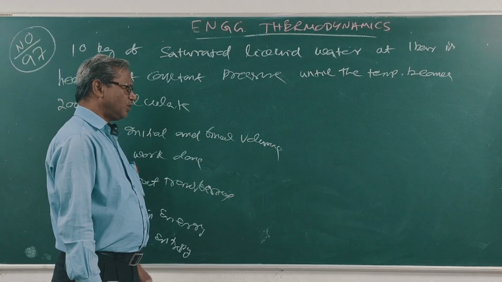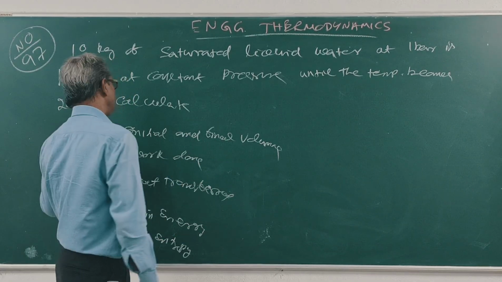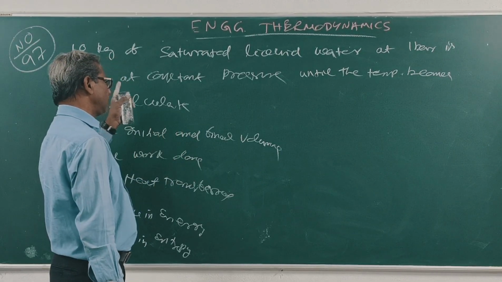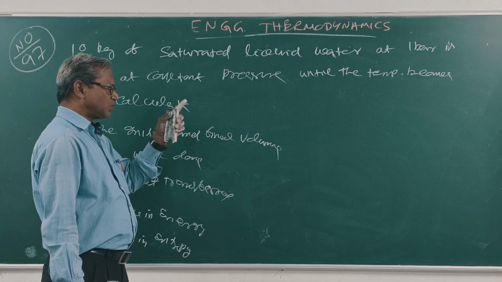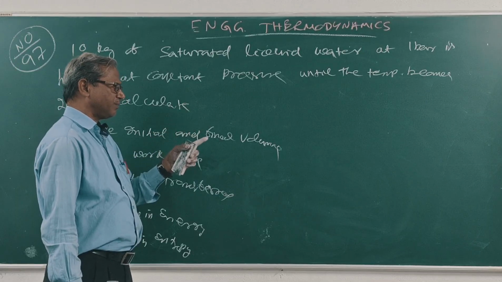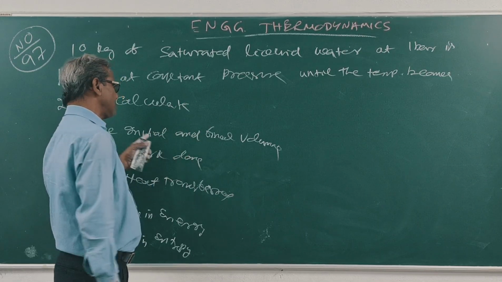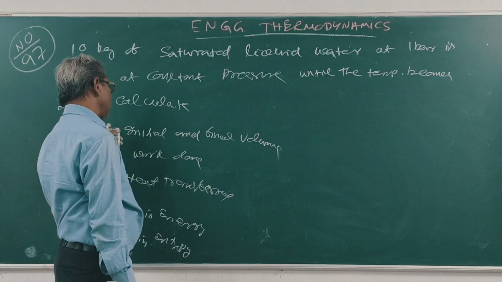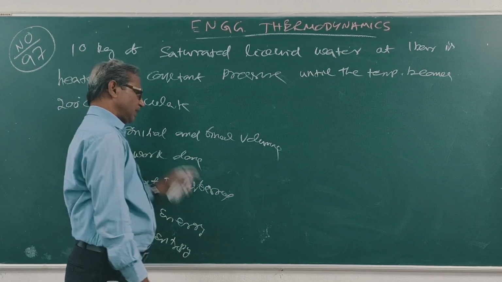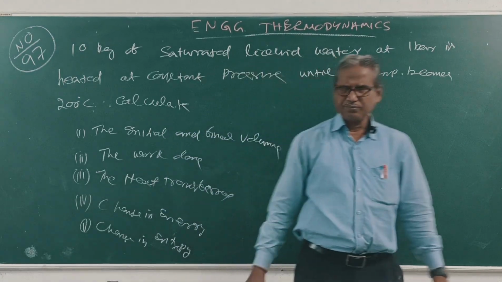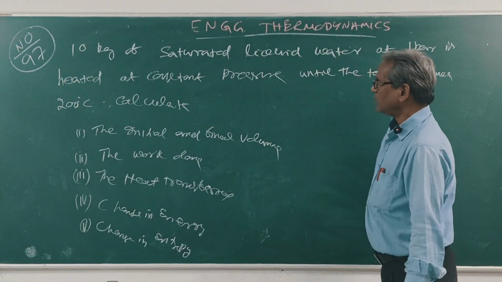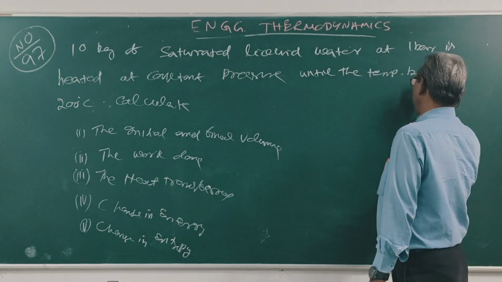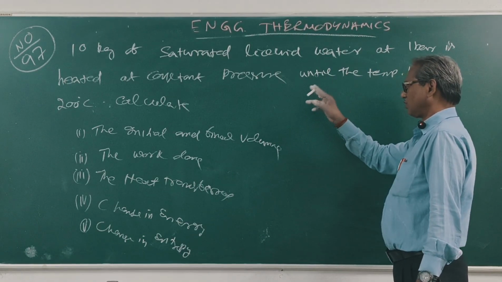Now, this is question number 97. Very easy question, simple question. The question is: 10 kg of saturated liquid water at 1 bar is heated at constant pressure until the temperature becomes 200 centigrade. Clear?